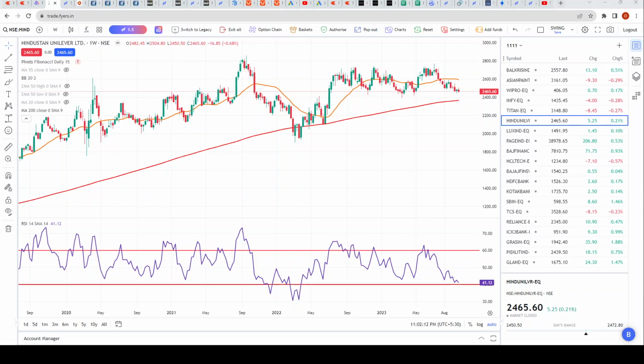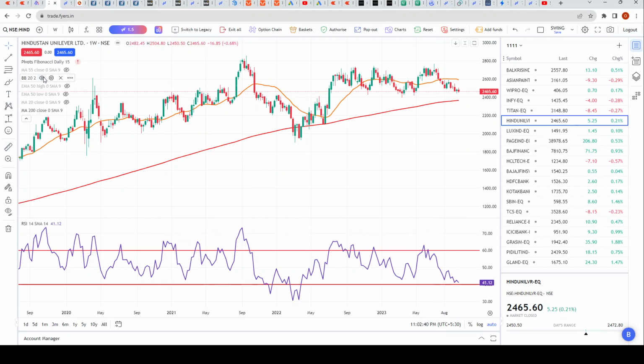So as you can see on my screen, I've got the weekly chart of Hindustan Unilever open. And the thing to note is, when you want to get into swing trading, there are only three indicators that are required. You don't need more than three indicators. Now, what are the three indicators? The three indicators are Bollinger Band.